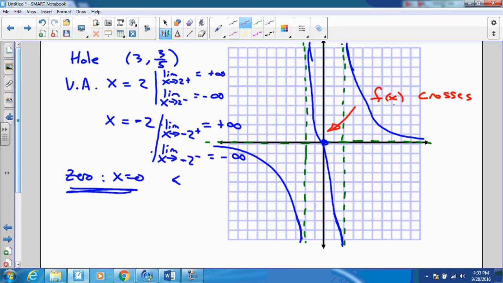I want you to notice that here, f of x crosses its horizontal asymptote at x equals 0. So this is a good example of a rational function that crosses a horizontal asymptote.